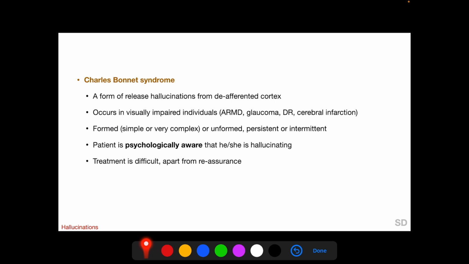And the visual hallucination can be formed or unformed, and formed visual hallucinations in Charles-Bonnet syndrome can be either simple or very complex, and the hallucinations may be intermittent or persistent. What is most important is the patient is psychologically aware that he or she is hallucinating and that his or her vision is severely impaired. Treatment is difficult apart from reassurance.